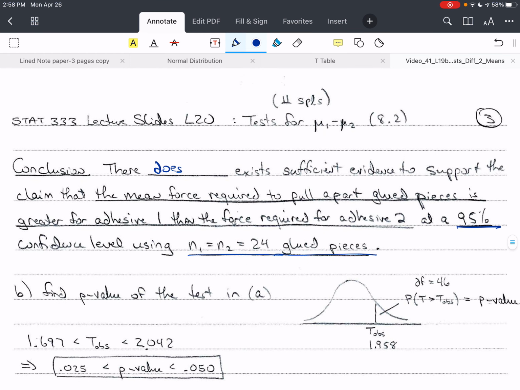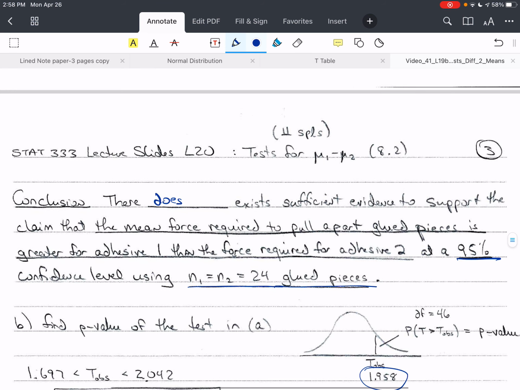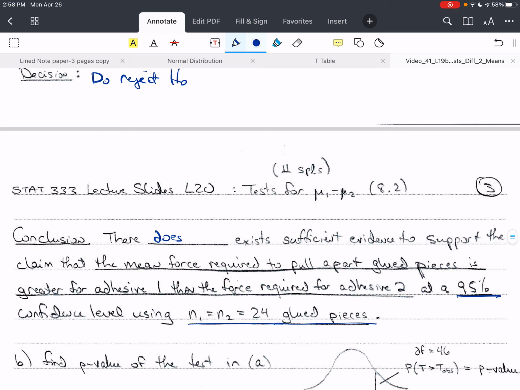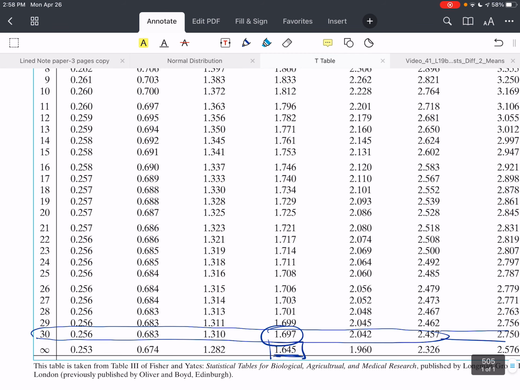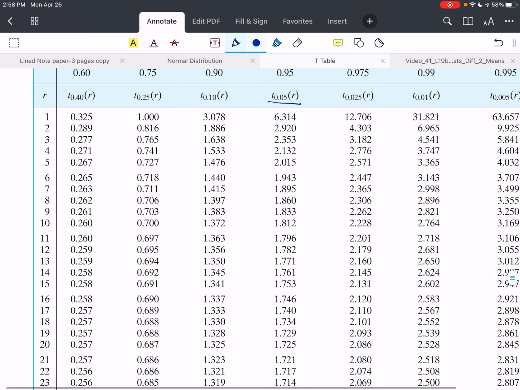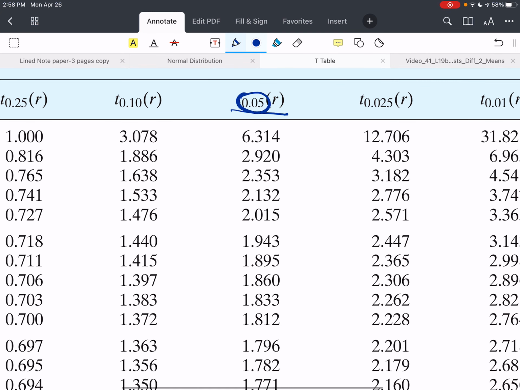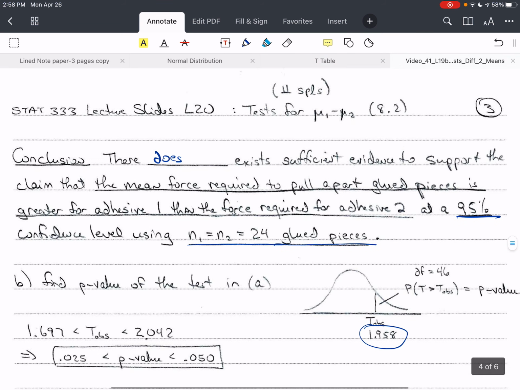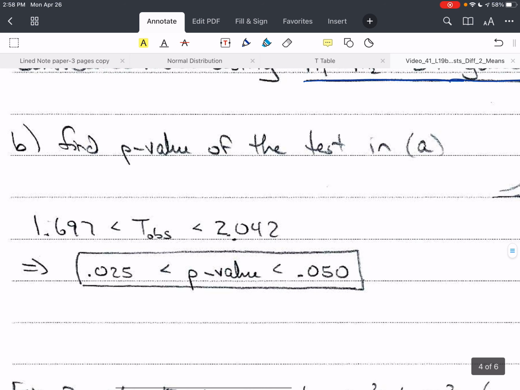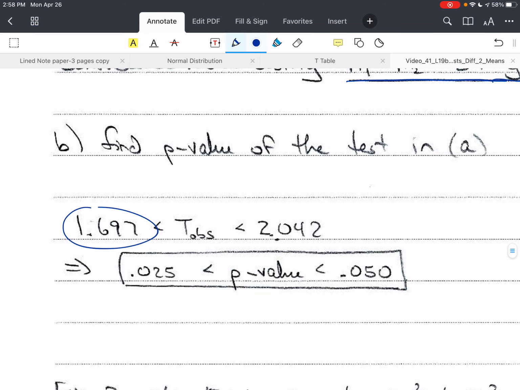We want to find the p-value of this. So T observed is 1.958. So for the 30 degrees of freedom, we want to find where 1.958 is between these two values, 1.697 and 2.042. So since it's a one-tailed test, it's going to be between 0.025 and 0.050. That's our p-value. That's the best we can do. Okay? It's between these two numbers for degrees of freedom equals 30.